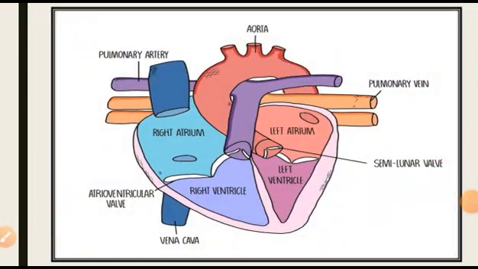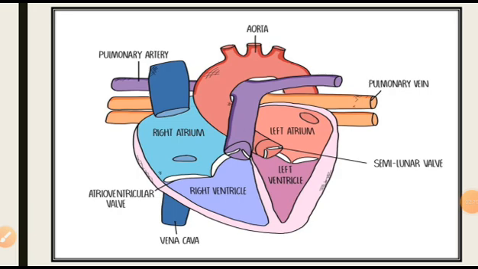So let's have a quick look at the structure of the heart. See, the heart is divided into 4 chambers: right atrium, left atrium, right ventricle, left ventricle. You can see the atrioventricular valves, the vena cava, the pulmonary artery, the aorta, the pulmonary vein, and the semilunar valve. This is a simple diagram.